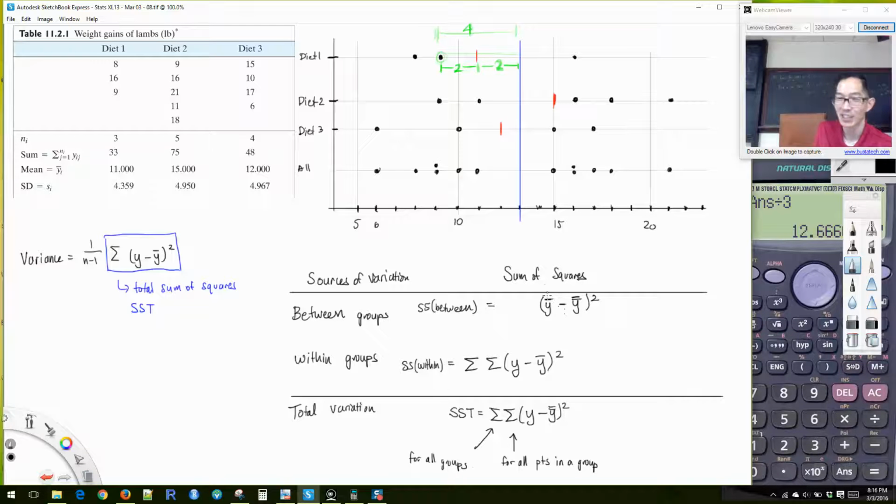This part depends on their group identity, so it's going to be the same for all 3 points in this group. So all we're going to do is multiply that by n, the number of points within a group. And then we add it up for all groups.